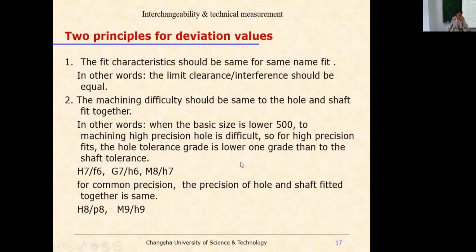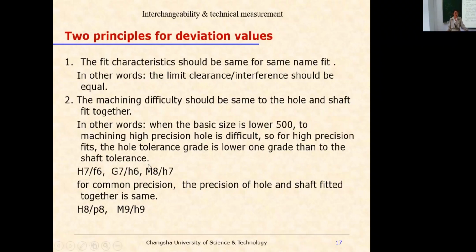For machining, a high pressure hole is difficult. So for the high pressure fit, the hole tolerance grade is one grade lower than the shaft tolerance grade, like H7, F6, G7, H6. In mechanical engineering, if the tolerance grade number is larger than 7, it belongs to the lower pressure.